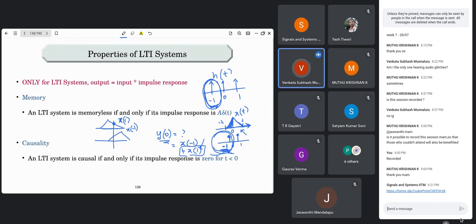Sir, by the end of the course, can we expect a lecture where you tell us in which future courses we will be using the concepts we have learned? Okay, sure, I can do that.